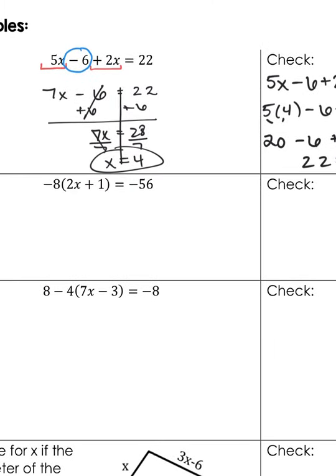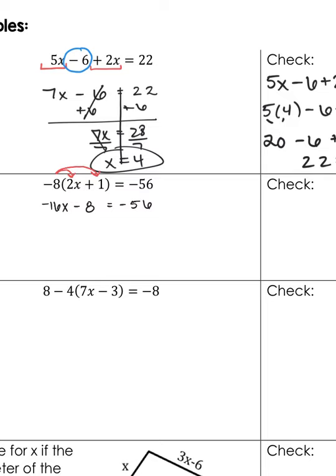All right, for number 2. This time, I have some parentheses. I have to distribute a negative 8 to both terms inside of my parentheses before I can start solving. Negative 8 times 2x is negative 16x. Negative 8 times 1 is negative 8. I'll bring down my equal sign and my negative 56.